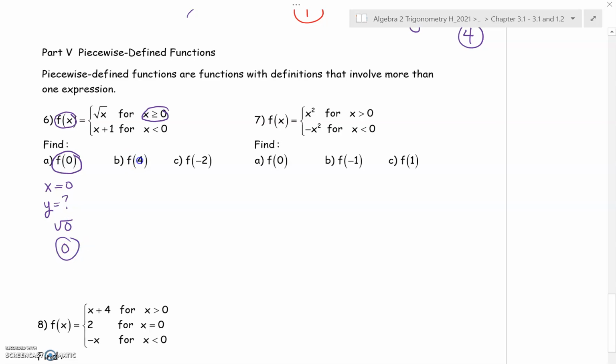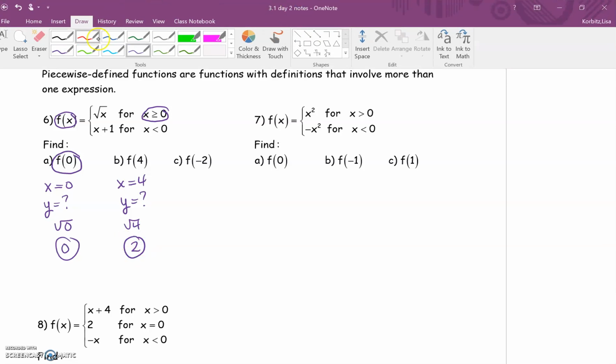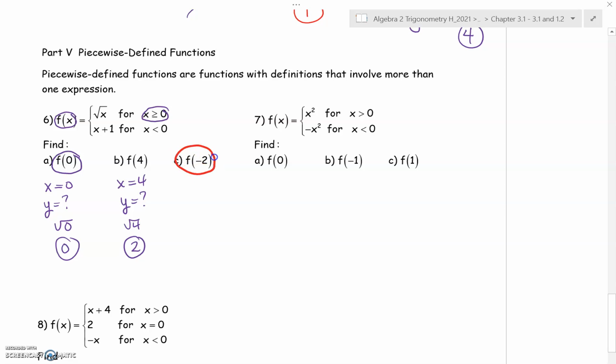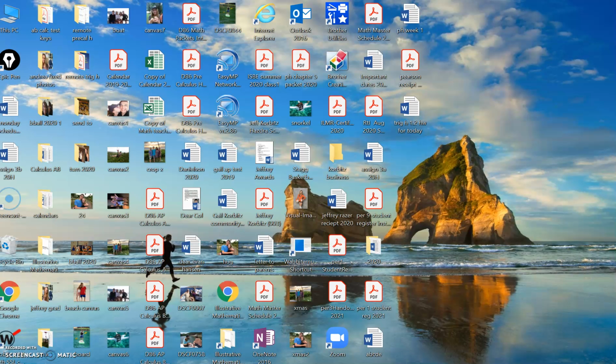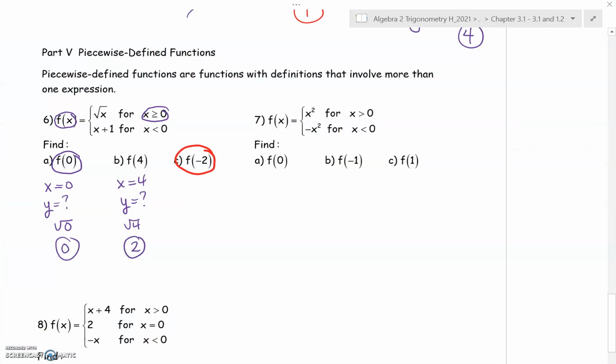But what if I asked you for f of 4? That's saying if x is 4, what is y on f? If x is 4, I'm still using radical x, so you would say radical 4, which is 2. Now for this next question, I'm saying f of -2. Well, -2 is less than 0, so I would use x plus 1.